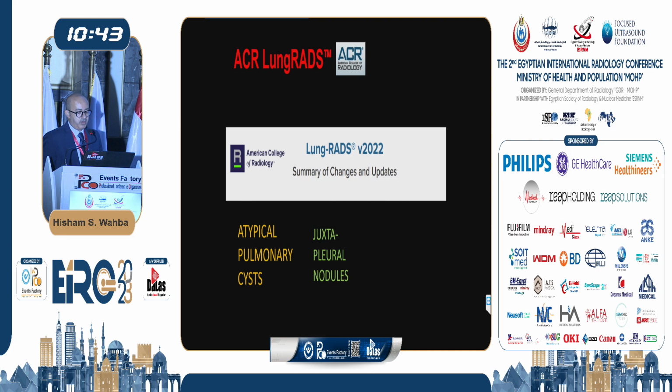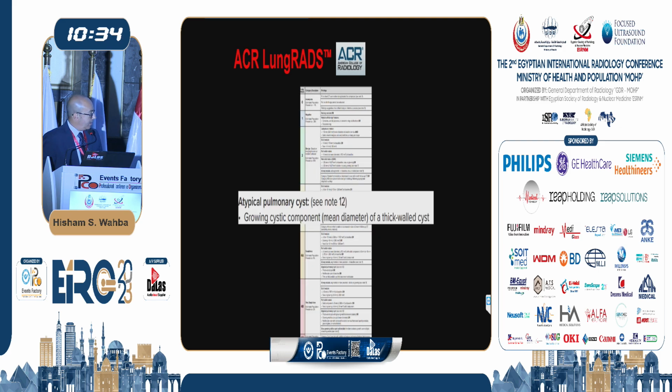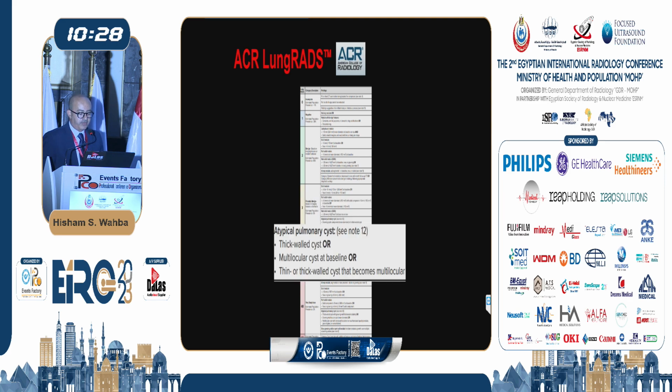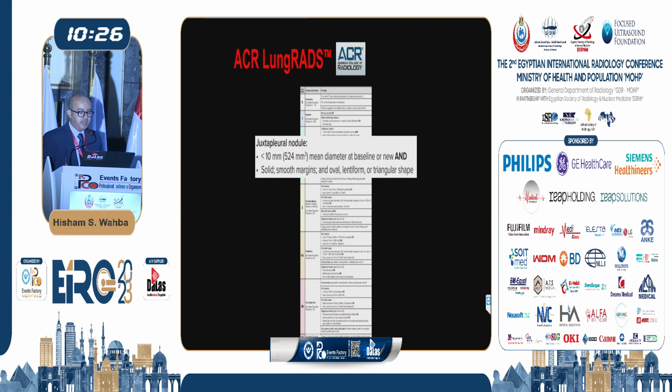It came in November, and they introduced 3 main categories: the atypical pulmonary cysts, juxtapulmonary nodules, and airway nodules. So an atypical pulmonary cyst was introduced in Lung-RADS 3, Lung-RADS 4A, and Lung-RADS 4B. The juxtapulmonary nodules, which are most likely benign, they raised the size to almost 1 centimeter, and they said those should fall in Lung-RADS 2.